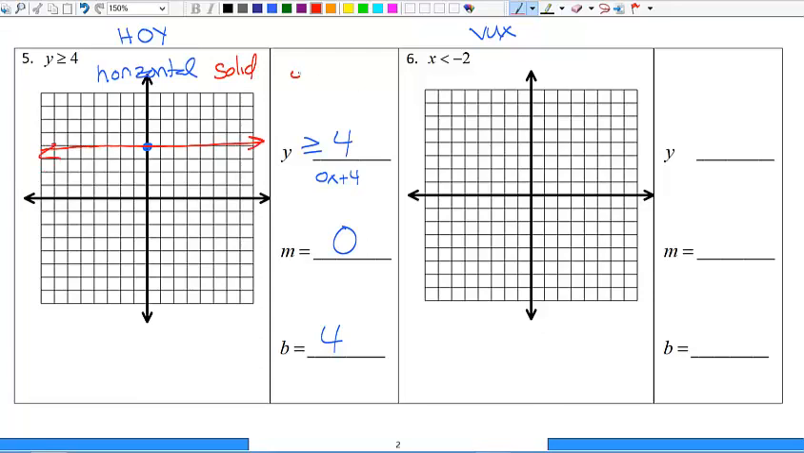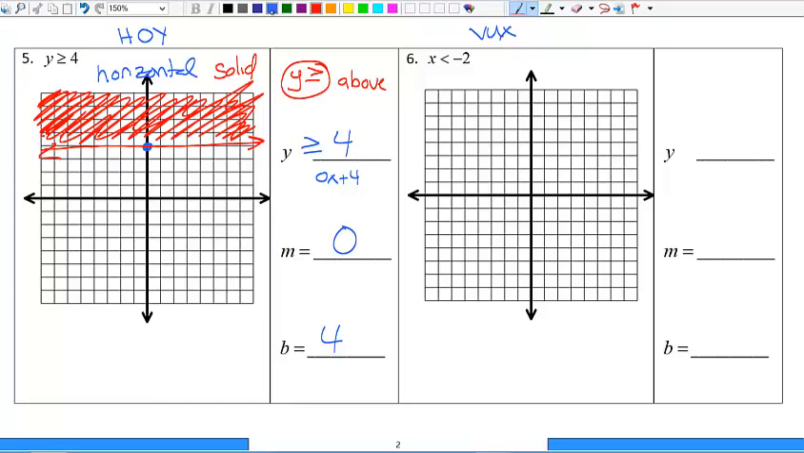And now I'm going to decide if I'm shading above or below. It says y is greater than, so I'm still shading above. Because I'm comparing to the y, which is a vertical direction, I'm shading above your line. Now, any value in this shaded area or on the line is a solution to the inequality y is greater than or equal to 4.